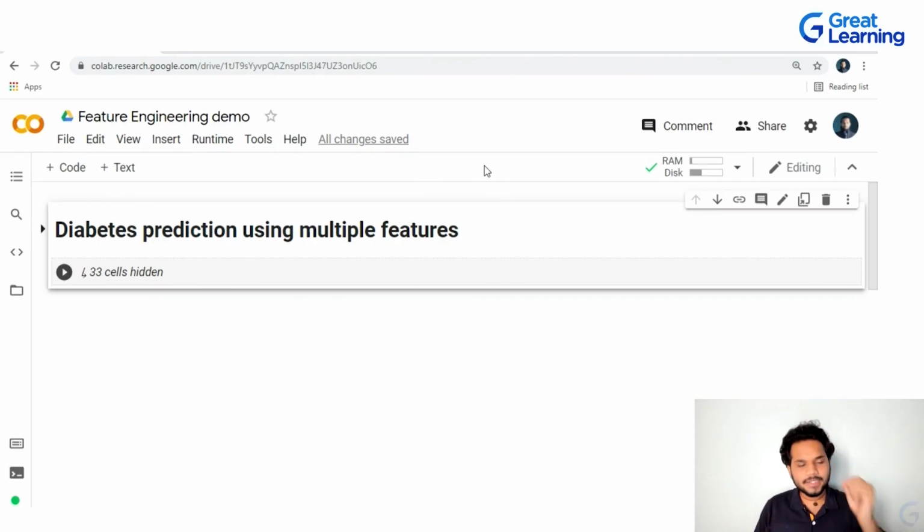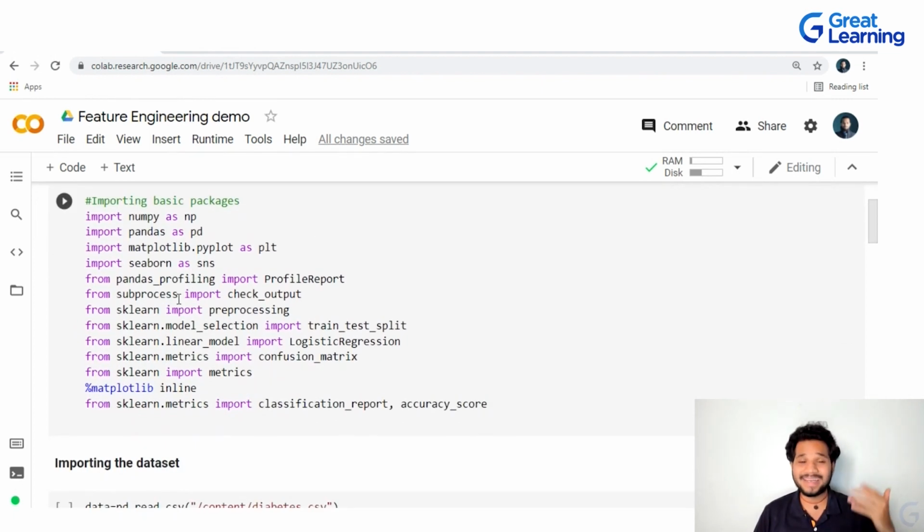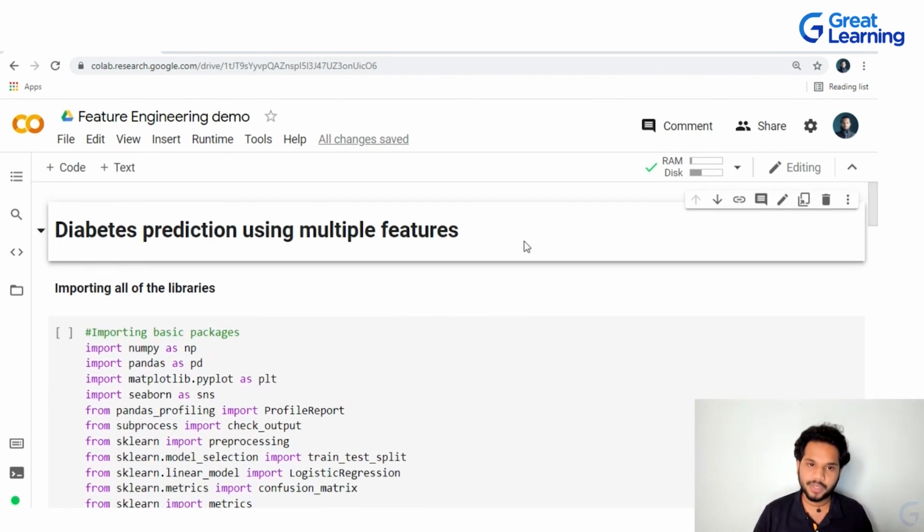Alright guys, so I just opened up Google Colab. I already have a Jupyter notebook with the code pre-written for you guys to make sure that we can actually spend time analyzing the code rather than writing it out manually. So let me zoom in so that we understand what we're doing here.